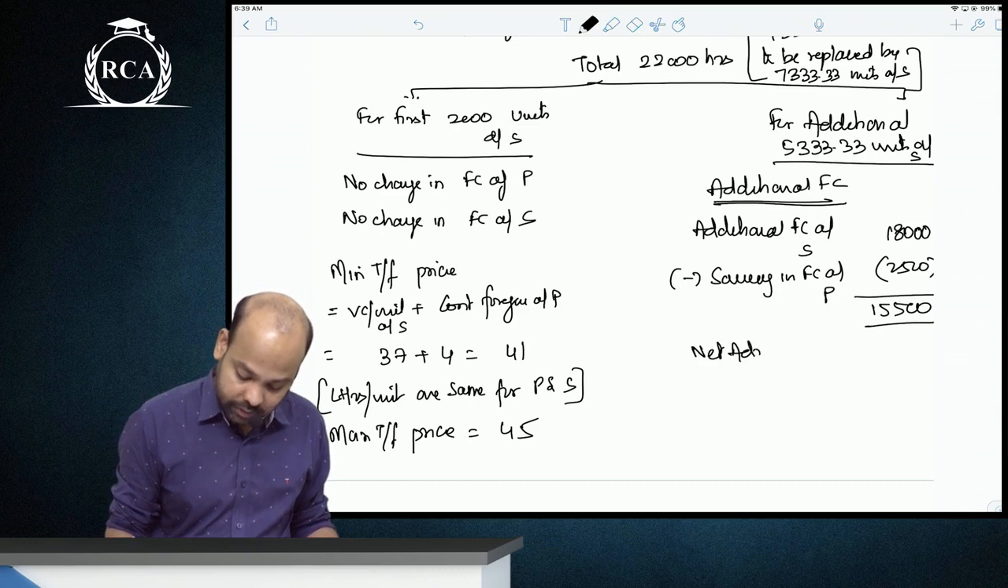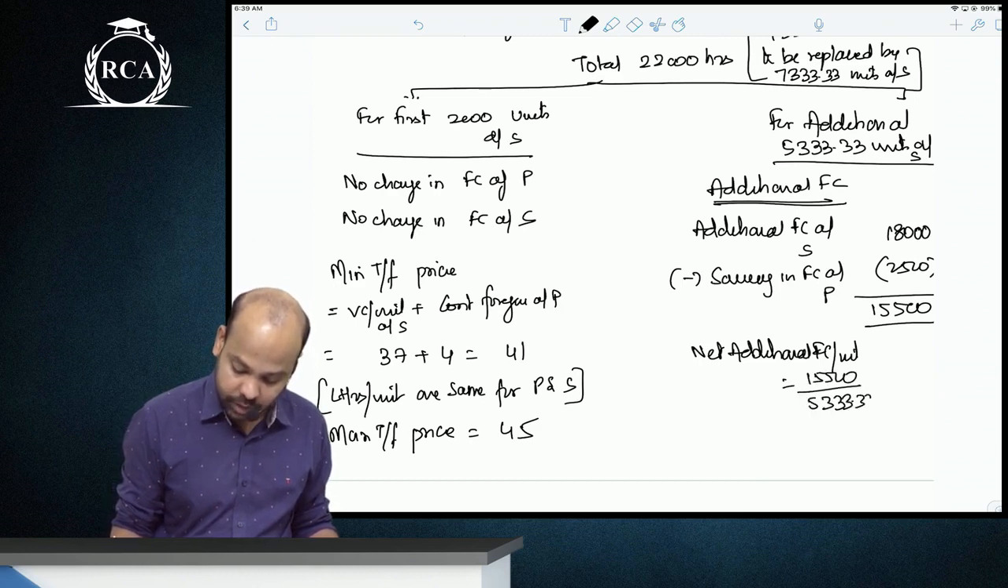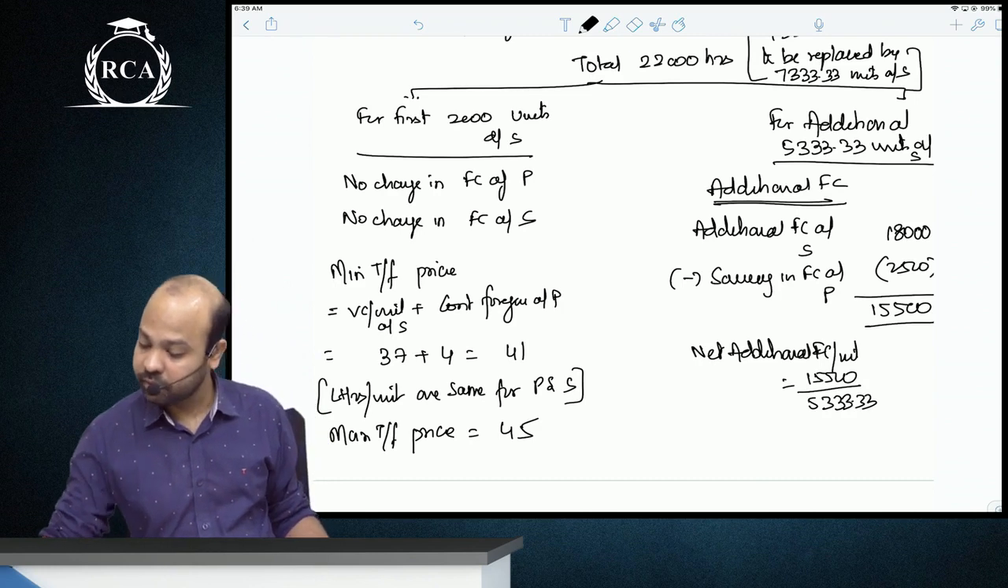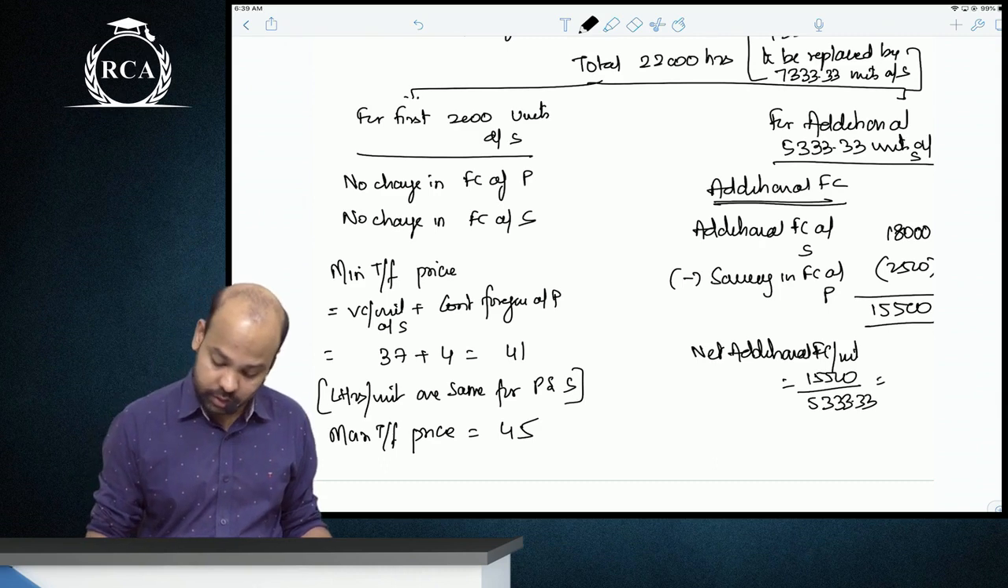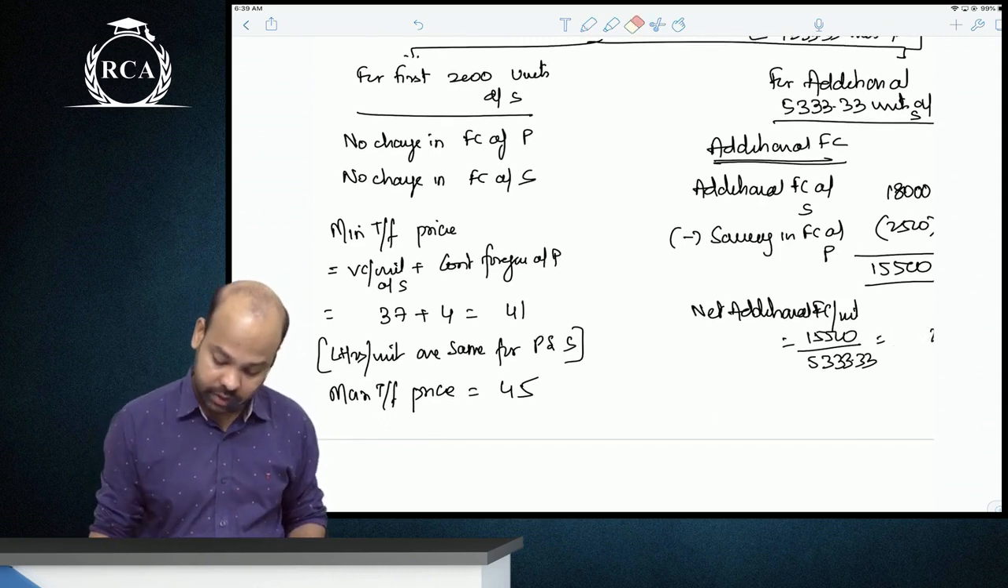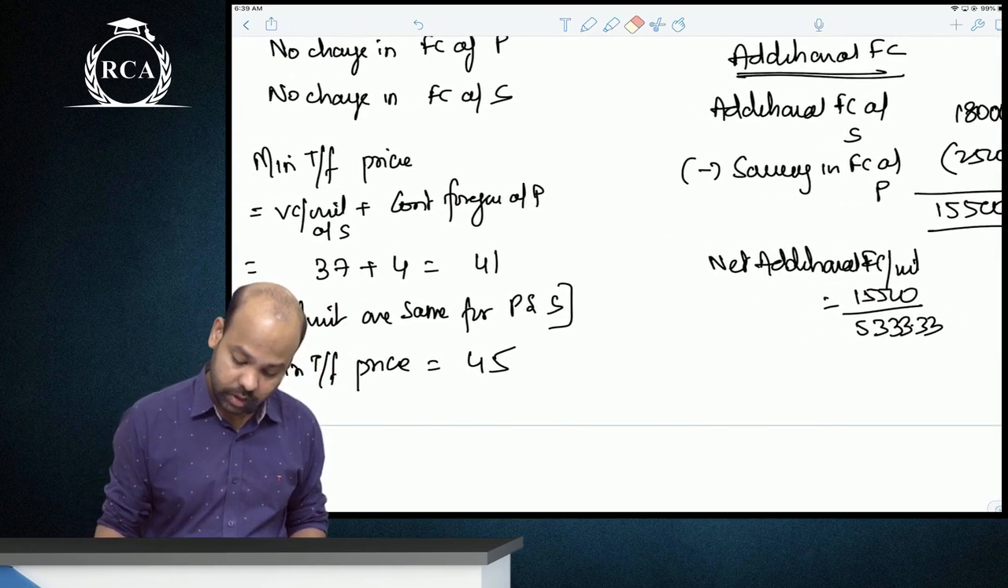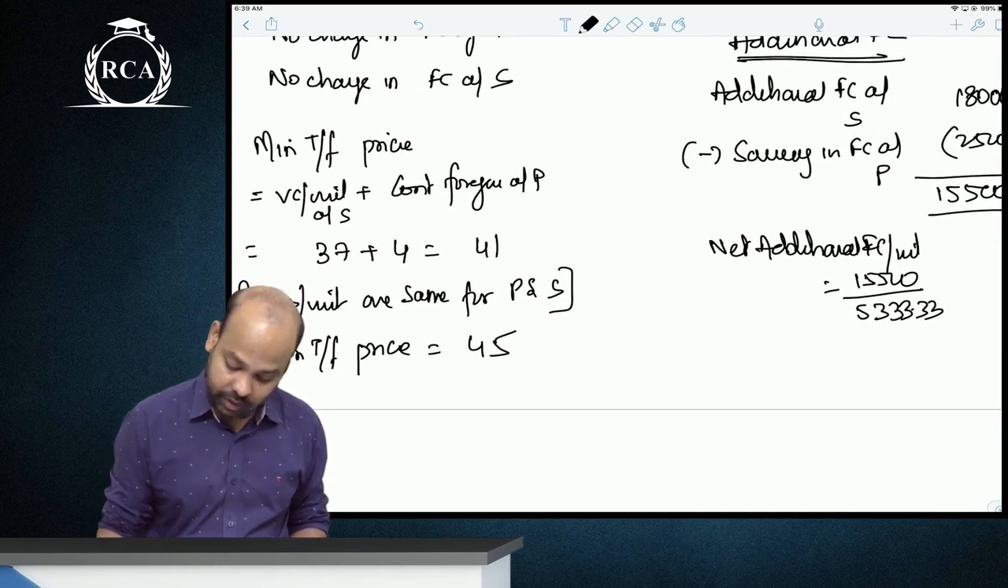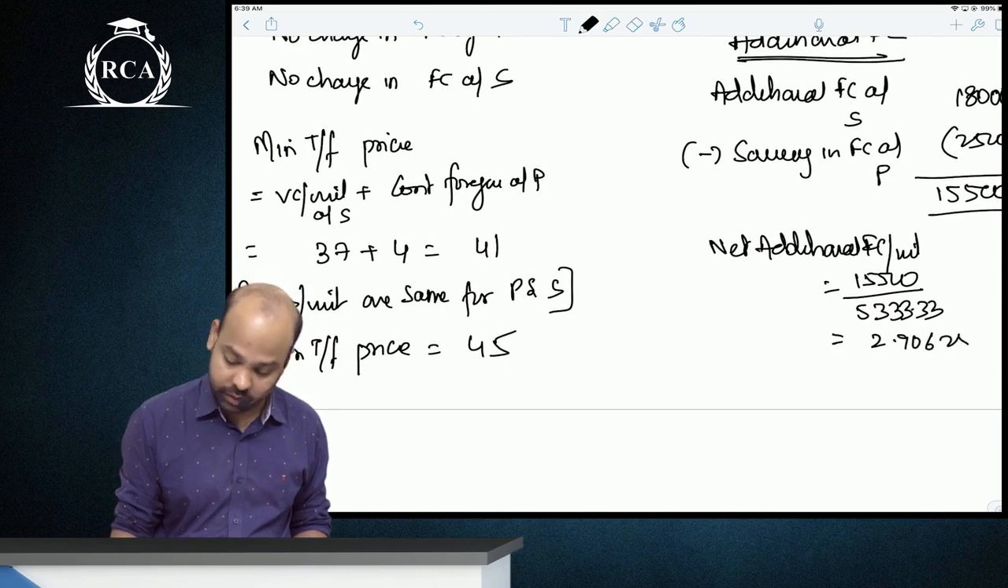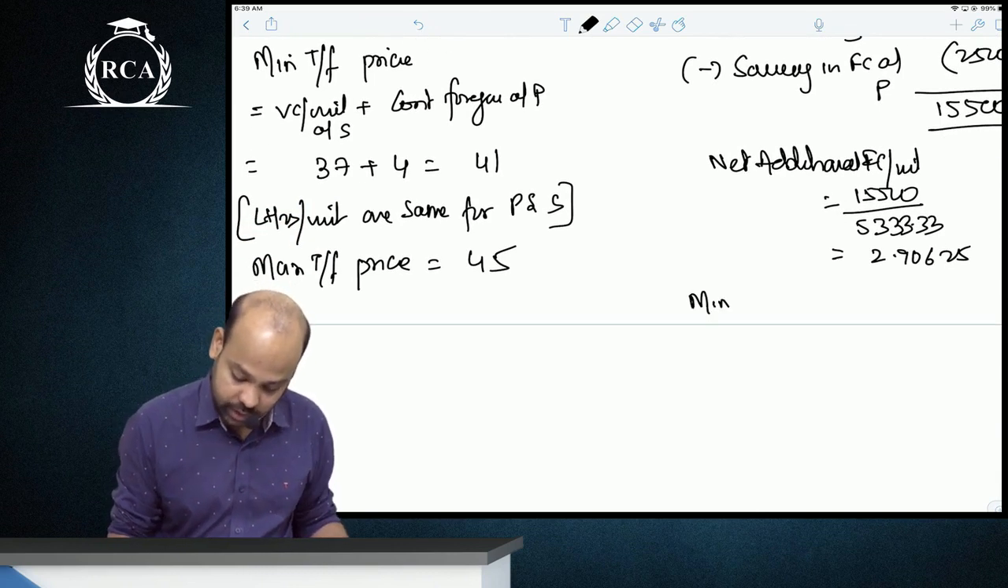Net additional fixed cost per unit would be 15,500 divided by 5,333.33, which is 2.90625. This is your net additional fixed cost per unit. Please understand guys, this question is very interesting. 2.90625. Sir, interesting for you, not for us.